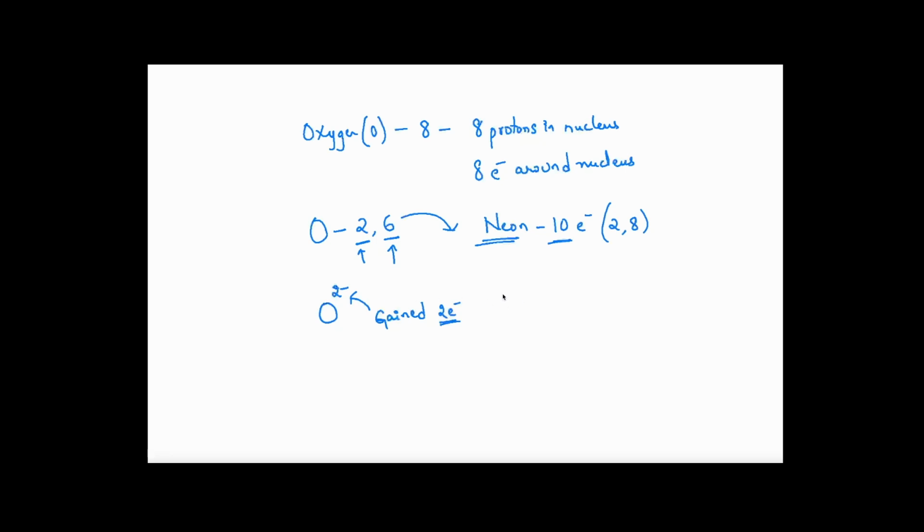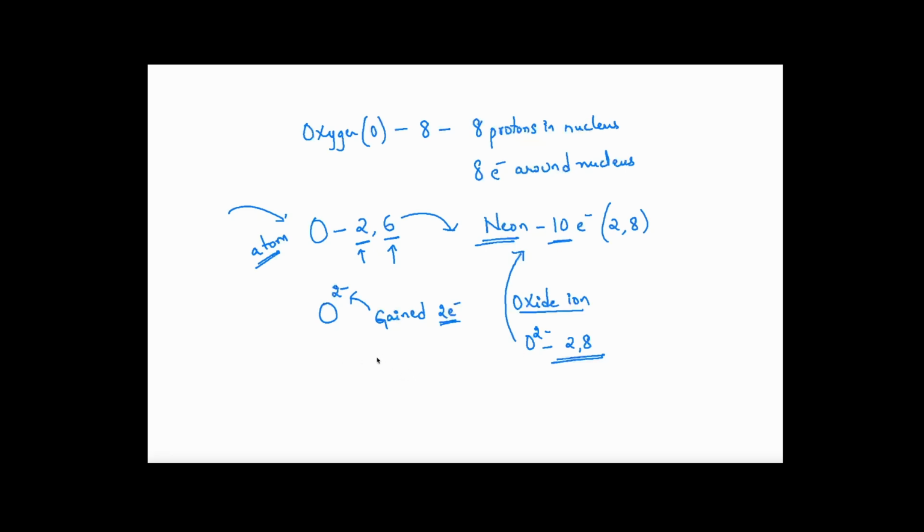So this is called the oxide ion, and O2- will now have 2, 8. This is the electronic configuration for the oxide ion, while the other is the electronic configuration of the oxygen atom. Okay, so the oxide ion is also stable because it has achieved the electronic configuration of neon by having its outermost shell completely filled up with electrons.